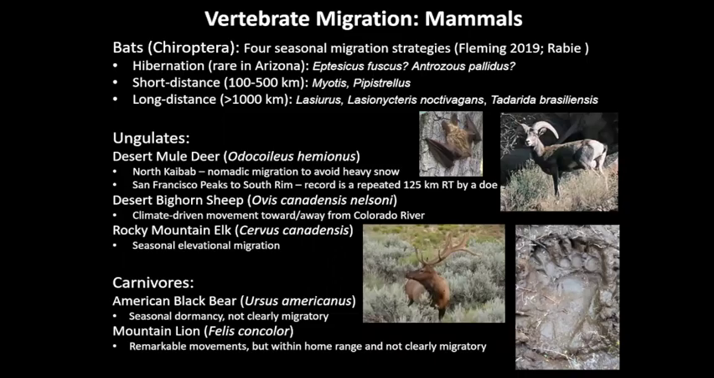Lastly, among the mammals, we've got quite an array of migratory patterns. Bats have 4 seasonal migration stories. Not too many hibernate here in Arizona, but a couple might. There are some short distance migrators like some of the Myotis and the western pipistrelle, and then long distance migrants, the Lasiurus and the free-tailed Tadarida bats.